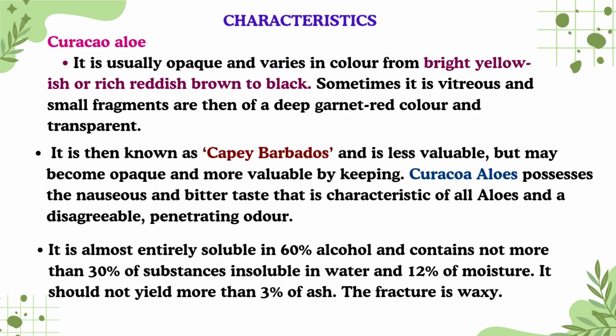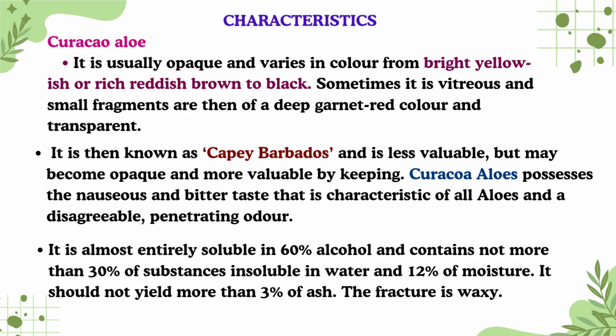Characteristics. Curaçao aloe. It is usually opaque and varies in color from bright yellowish or rich reddish brown to black. Sometimes it is vitreous and small fragments are then of a deep garnet red color and transparent. It is then known as Capey Barbados and is less valuable, but may become opaque and more valuable by keeping. Curaçao aloe possesses the nauseous and bitter taste that is characteristic of all aloes and a disagreeable, penetrating odor. It is almost entirely soluble in 60% alcohol and contains not more than 30% of substances insoluble in water and 12% of moisture. It should not yield more than 3% of ash.